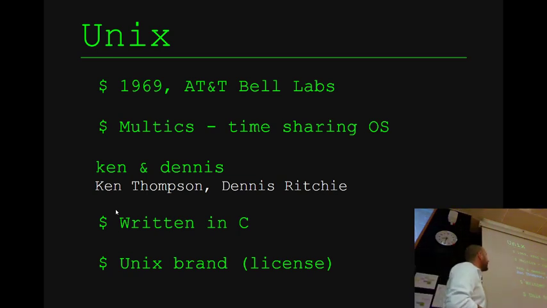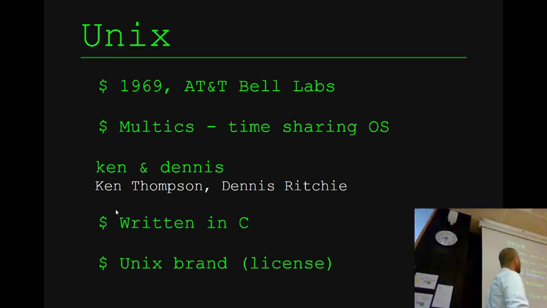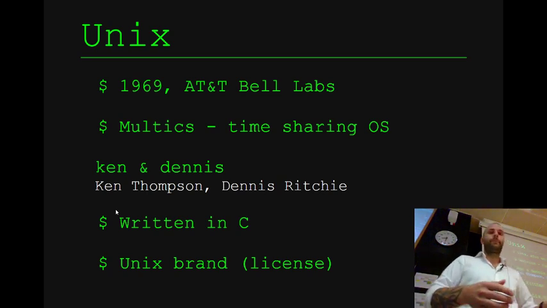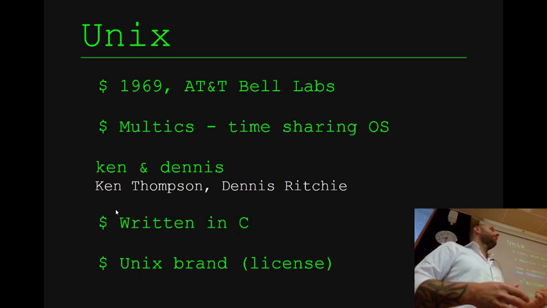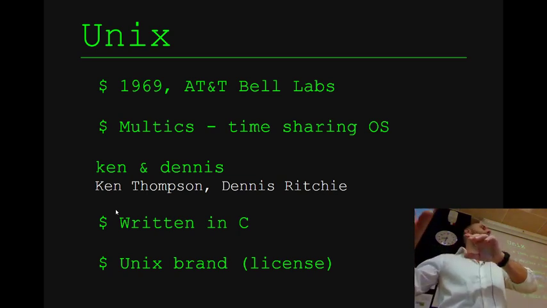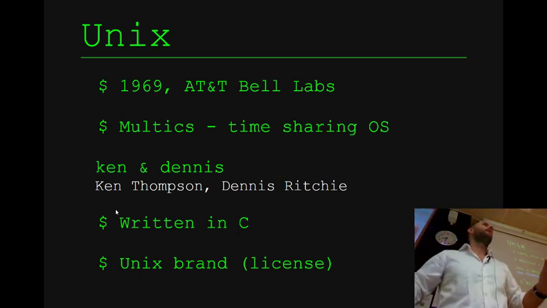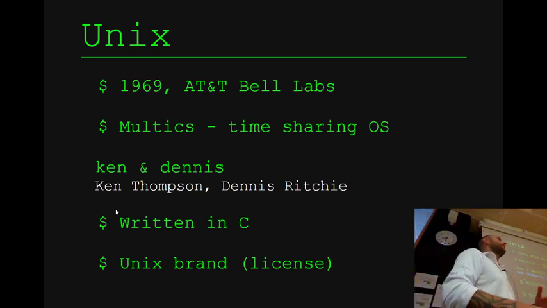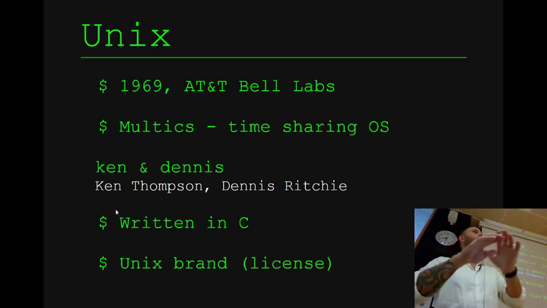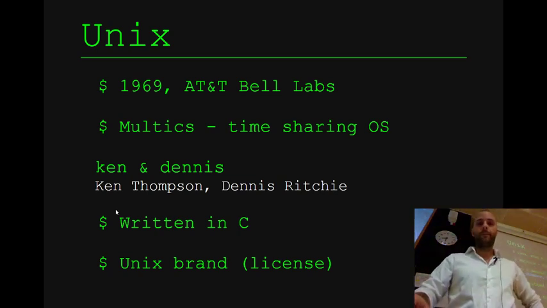Because they worked at AT&T Bell Labs, their project fell under a license, so you have to pay money to use it. And because it was portable, a lot of other, especially academic schools, adopted it, they copied it. Some say they stole it, the Unix operating system.